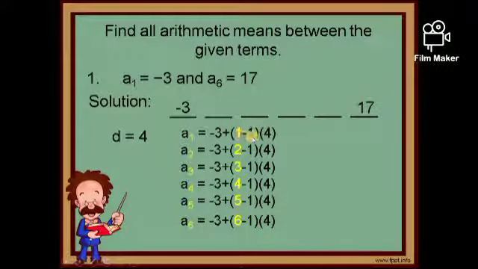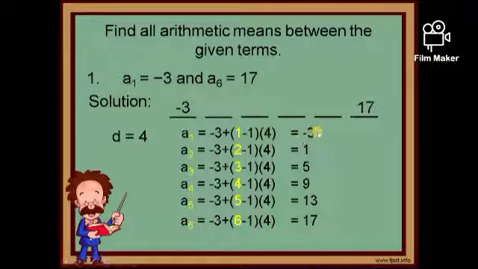For a sub 1, 1 minus 1 is 0, times 4 is 0. 0 plus negative 3, we have negative 3, as expected, because a sub 1 is given as negative 3. Next, simplify more, until we reach a sub 6, or the sixth term. We have 17. Now, another way to solve for these numbers 1, 5, 9, 13 is just adding this common difference of 4 to our first term.